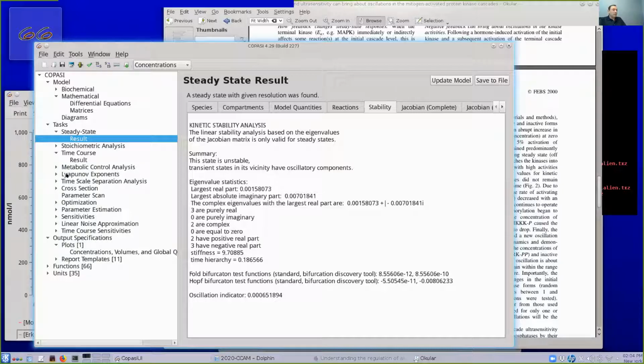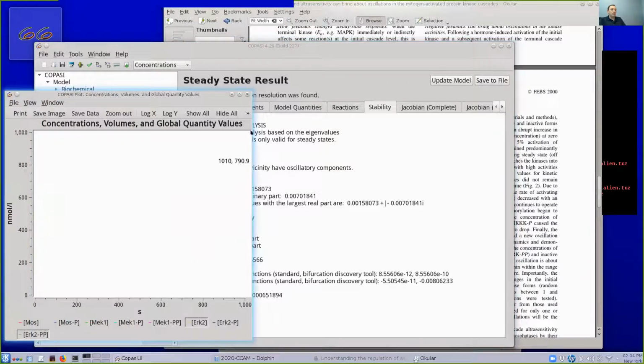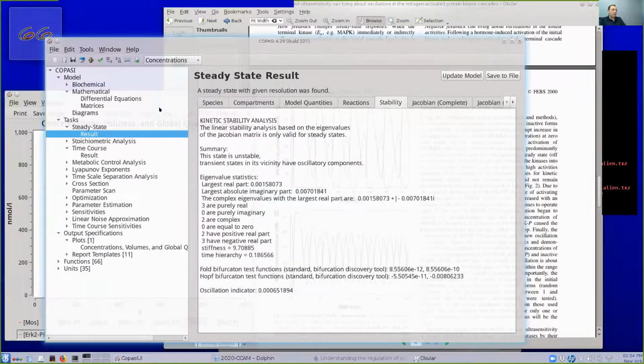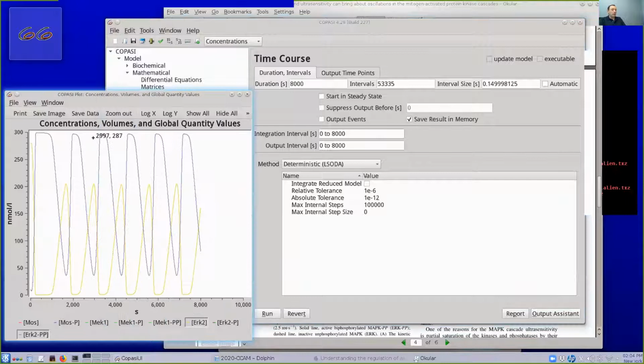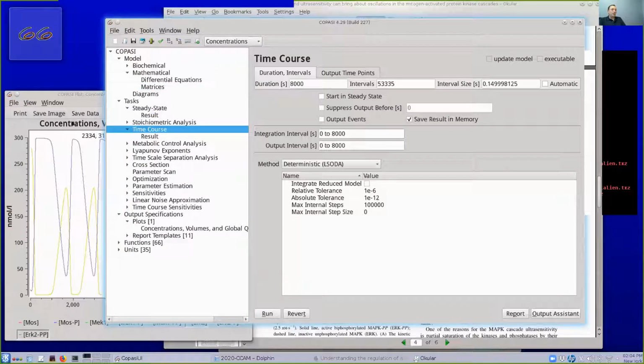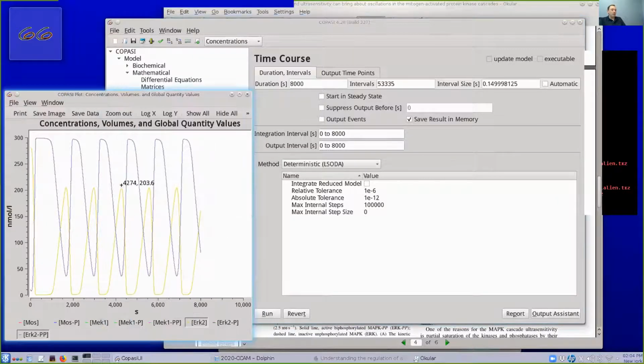Now, I want to measure the period of these oscillations. Let me run the oscillations again. I want to know what is the period of these oscillations. How long does it take to go from the peak of this to the peak of that? This amount of time, that's the period. Okay, so how do I do that? Well, I can do that with events. What I'm going to do is create an event that detects the peak of this oscillation.